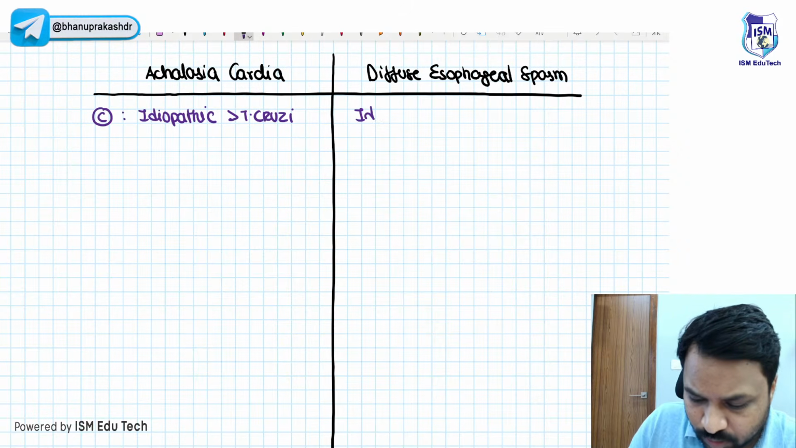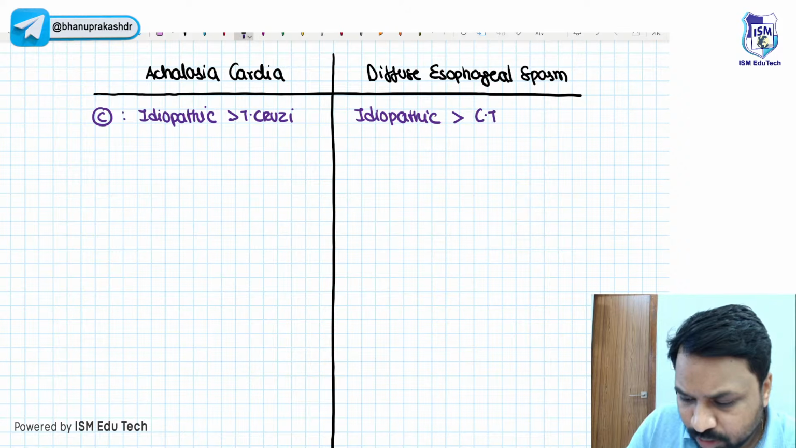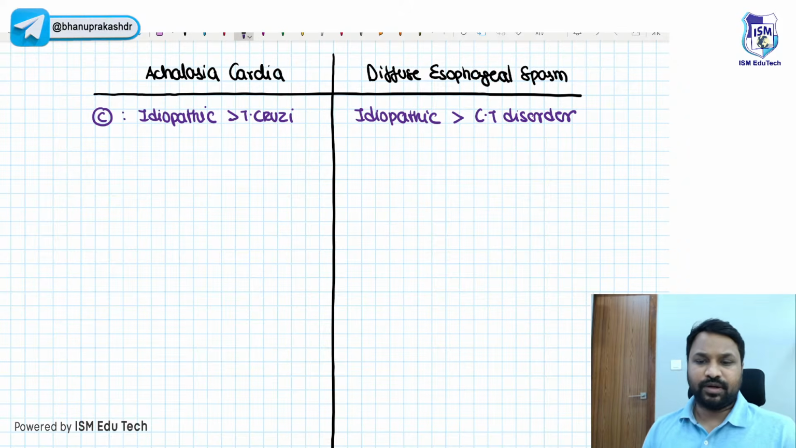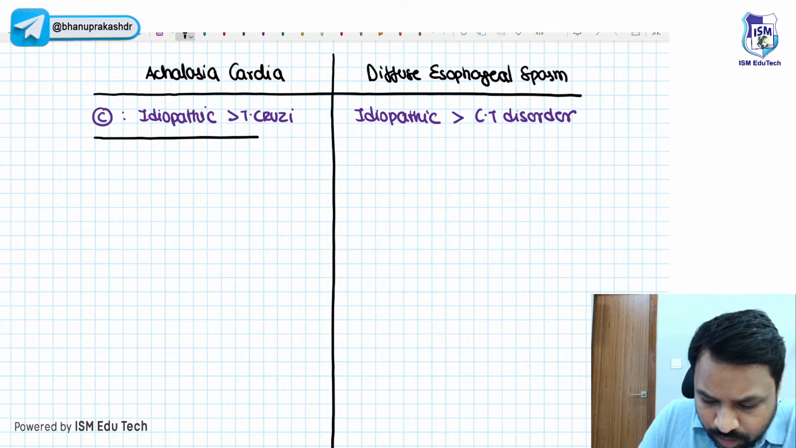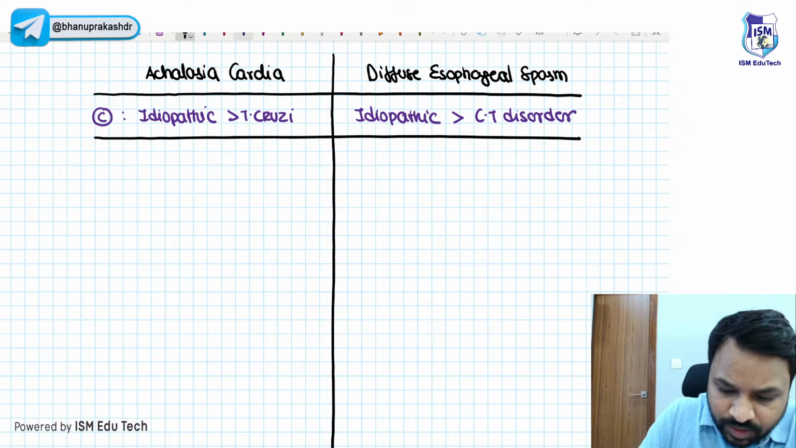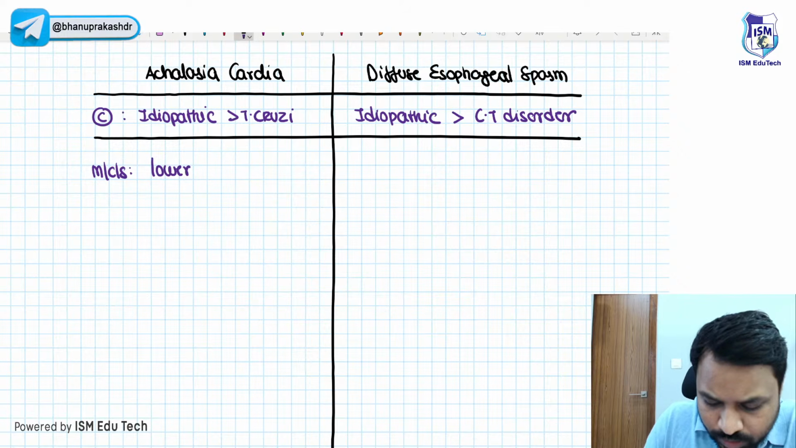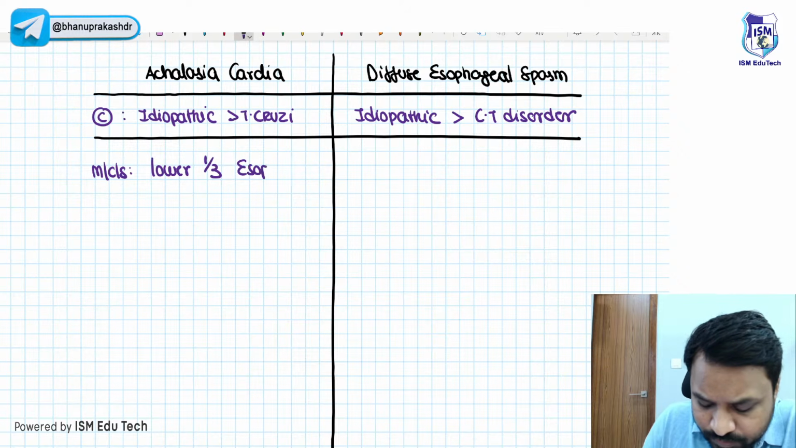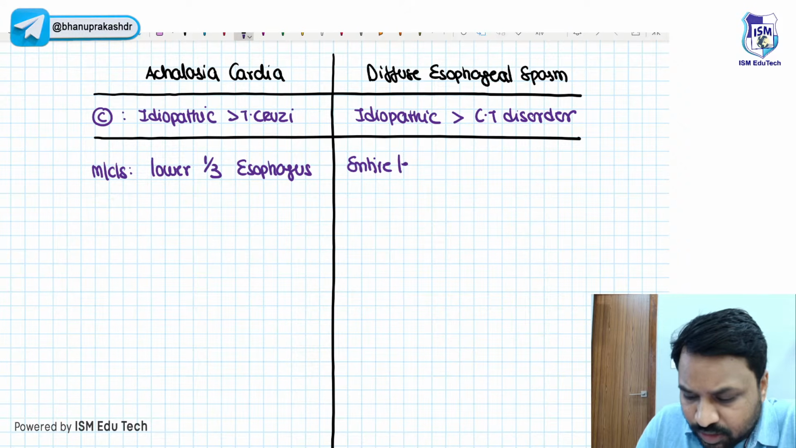Diffuse esophageal spasm also is usually idiopathic, or it can be secondary to a connective tissue disorder, for example scleroderma. So they are usually associated with diffuse esophageal spasm. Now, where do you usually see these? The most common site in the esophagus for achalasia cardia is the lower one-third of the esophagus, whereas diffuse esophageal spasm is through the entire length of the esophagus.